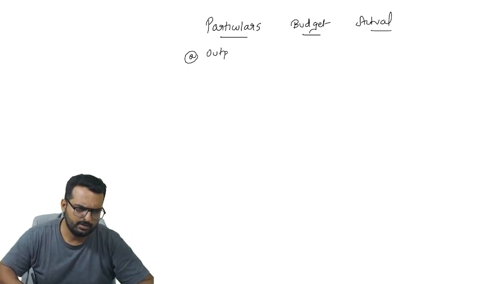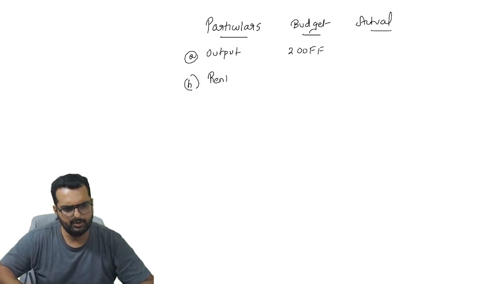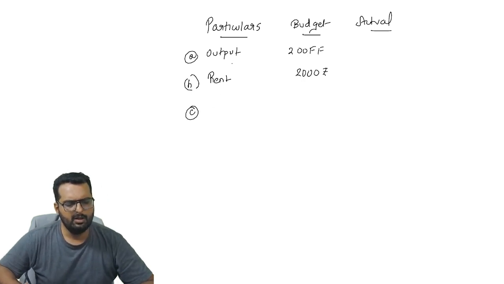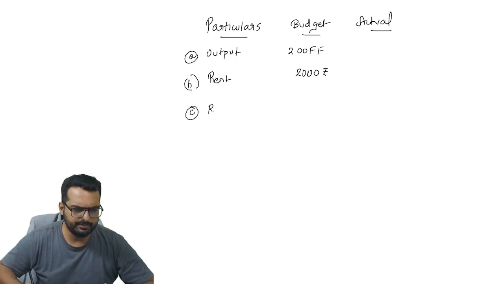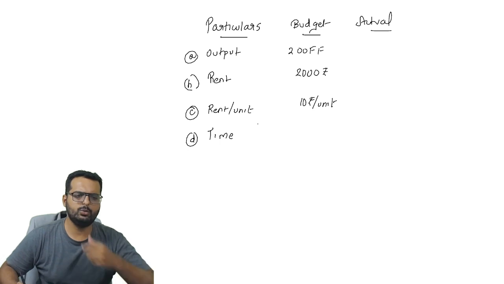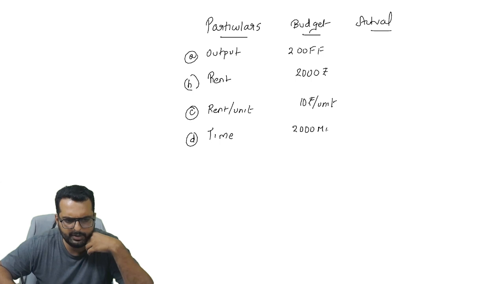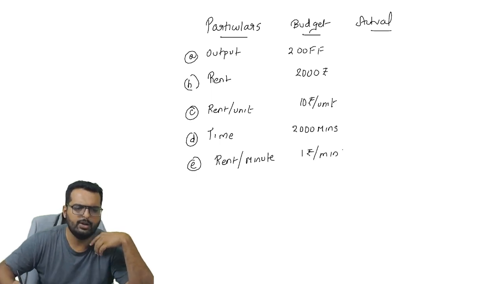standard costing. So the budgeted output was 200 fish fry, for which the rent was 2000 rupees. So the rent per unit was how much? 10 rupees per unit. Let us assume to make 200 fish fry, I told, I think 10 minutes per fish fry, right? So it will take how many minutes over here? 2000 minutes. And therefore rent per minute, if you see, I will get the answer as 1 rupee per minute.